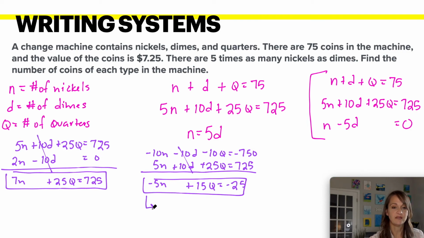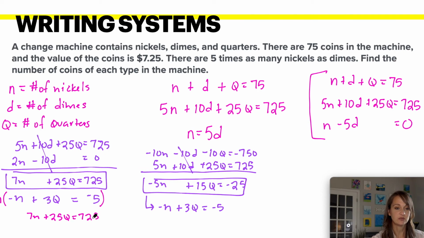I noticed that there is a multiple in here. I can divide the entire thing by 5. I'll get a negative n. If I divide this by 5, I'll get a 3q. And I divide this by 5, I'll get a negative 5. This will make it much easier to be able to eliminate. I'm going to multiply the bottom equation by 7 so that the n's cancel. So I'm left with the top is 7n plus 25q equals 725. The bottom is a negative 7n plus 21q equals a negative 35.